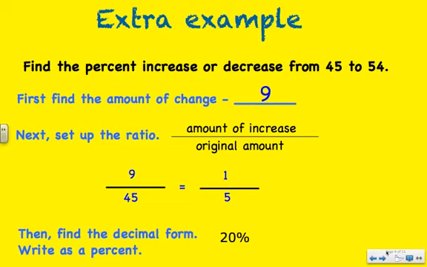I then set up my ratio, and since 45 to 54 is an increase, it's an amount of increase, I put 9 as my numerator, 45 as my denominator. In this case, I can simplify before I use Neato to change it into a percent. And it's 1/5, and then I write it as a decimal or finally as a percent. Again, you can use the percent proportion, the percent equation, or Neato to get it to a percent. Unless it specifically asks you to use one of those, you can choose whichever one you want.